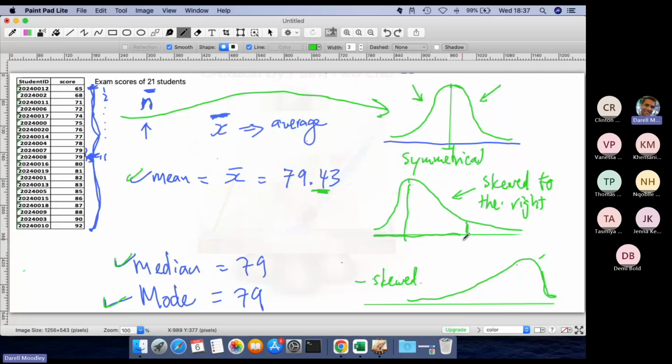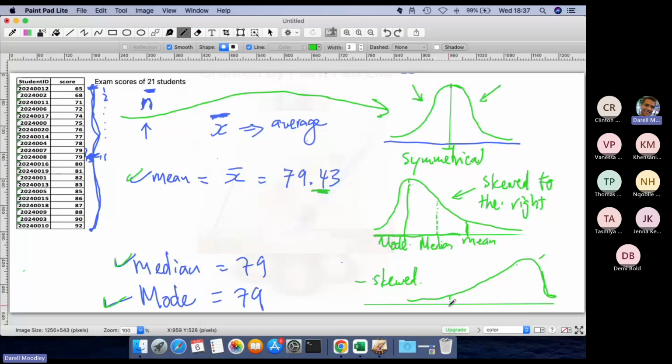So for a positively skewed distribution, your mean would be the highest. Your median is always in the middle. Your median always follows next. And then your mode is on the left. That would be for a positively skewed distribution. But for a negatively skewed distribution, it's the other way around.